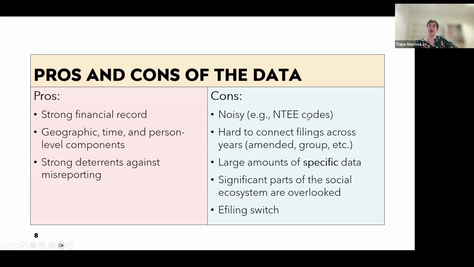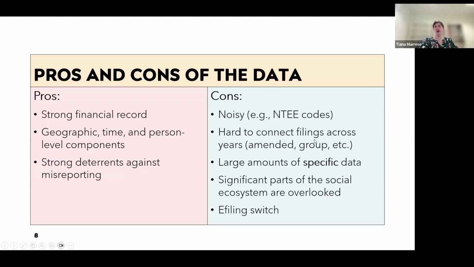But another example would be the NTEE codes. These are codes that are supposed to act as categories for the type of nonprofits that registered organizations are. So this would help to differentiate between public safety organizations and human service organizations, but these codes tend to change over time, and there's a lot of pushback on whether they accurately represent the output or the mission of these organizations.